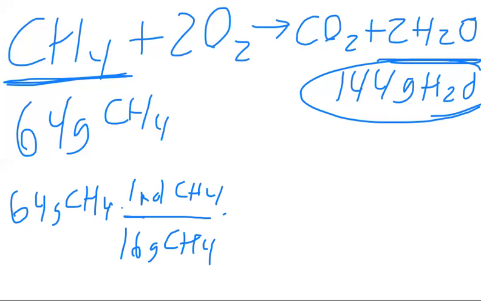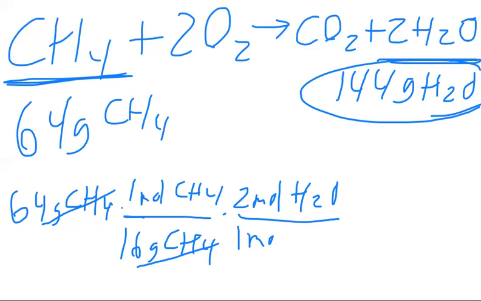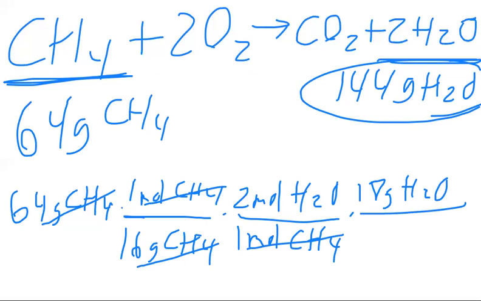Then I multiply by 2 moles. So now I've canceled out the grams of CH4. And ultimately, I want to get to grams of H2O. So I've got moles of CH4. I have to cancel those out, and I have to get to moles of H2O. So 2 moles of H2O per 1 mole CH4. Cancel that out. Then times 18 grams of H2O per 1 mole of H2O.